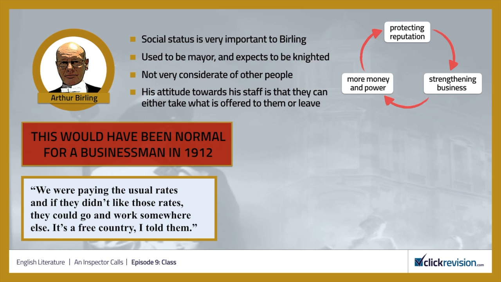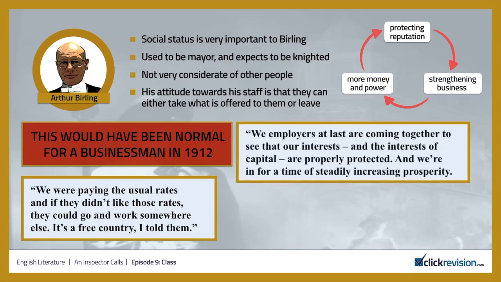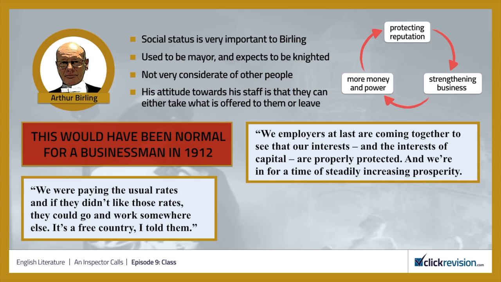In the play, Burling predicts that factory owners will come together to put their collective foot down and stop the pesky labour trouble that resulted in Eva Smith losing her job. "We employers are at last coming together to see that our interests and the interests of capital are properly protected, and we're in for a time of steadily increasing prosperity."